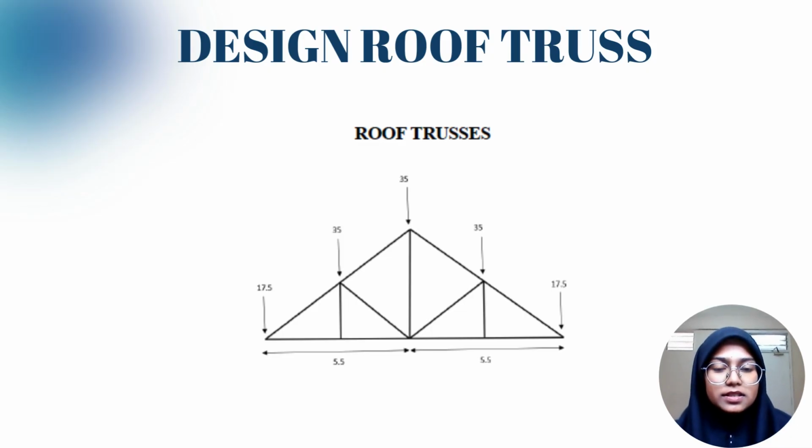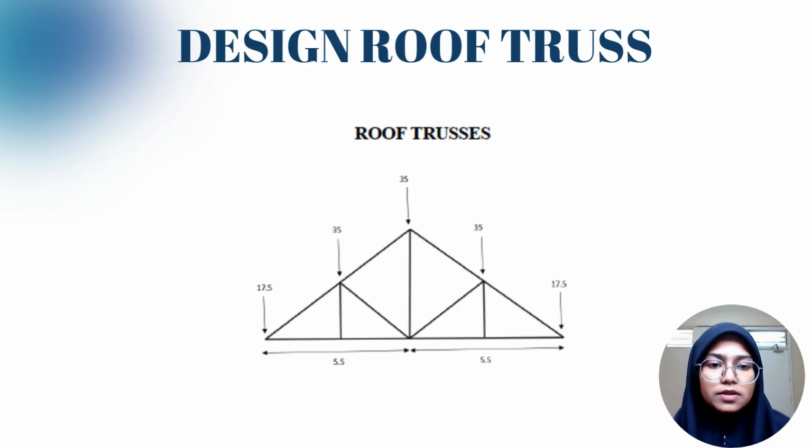Okay, here we have a simple symmetrical roof truss design intended to support the roof structure effectively. The overall span of the truss is 11 meters and divided equally into two halves of 5.5 meters each. The truss includes a triangular configuration with vertical and diagonal members to distribute load efficiently.